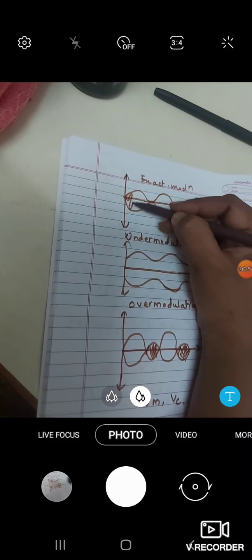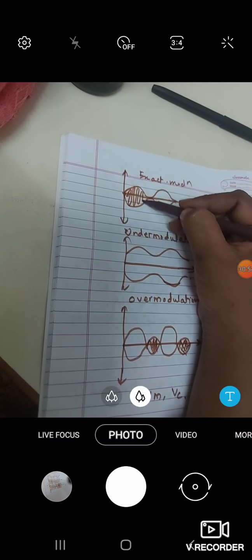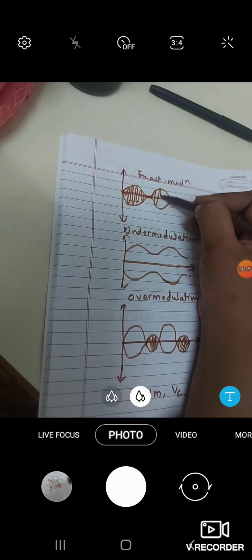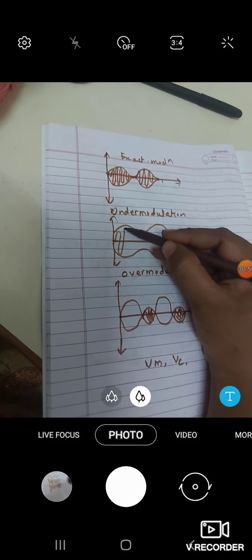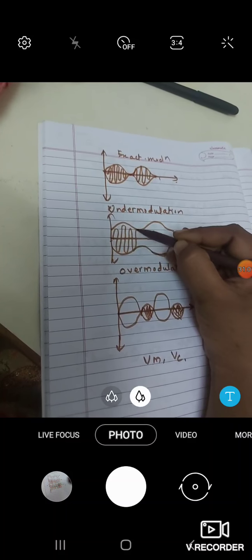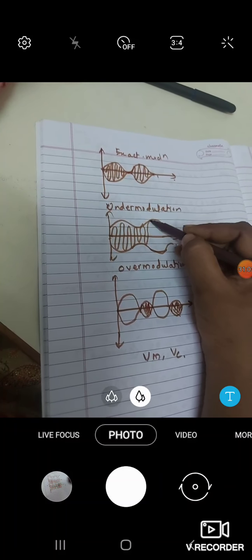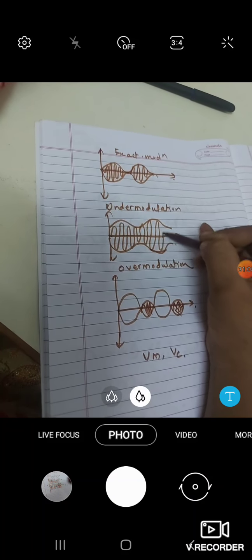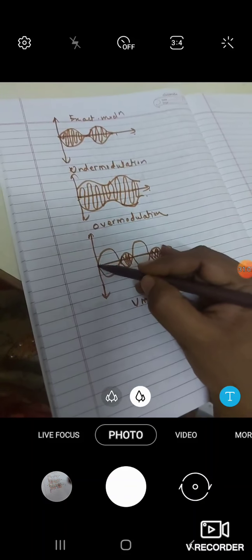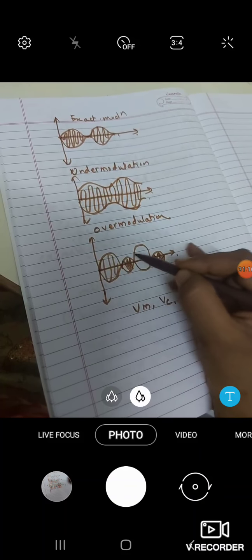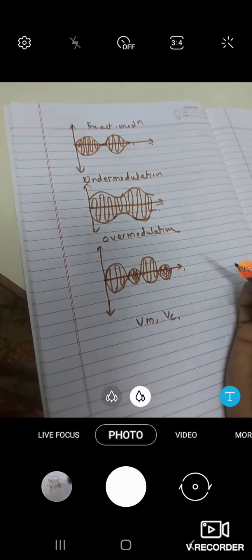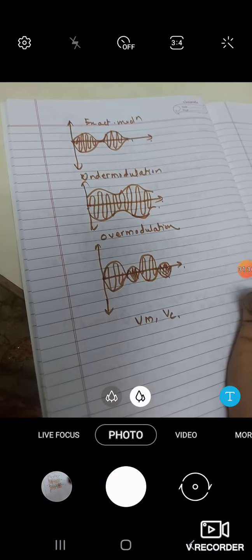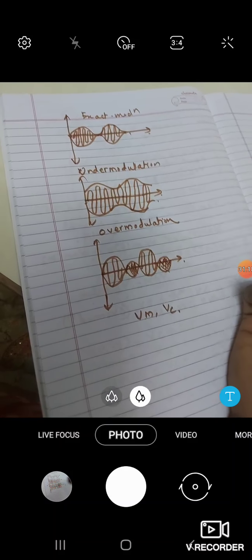And again, whatever is there at the center is nothing but the carrier signal. The frequency of this AM signal is the same as that of the carrier signal. So this is about the three basic concepts of AM modulation.